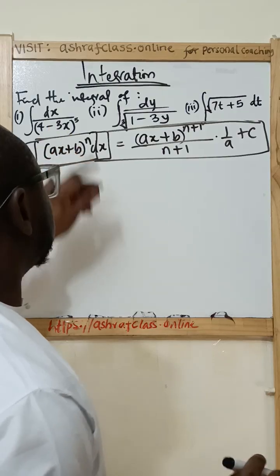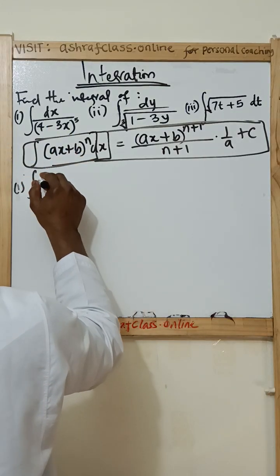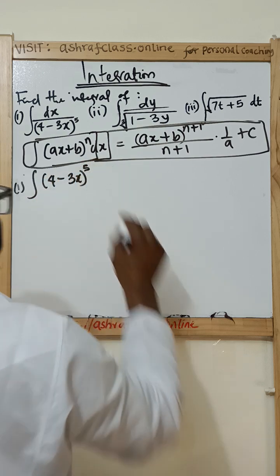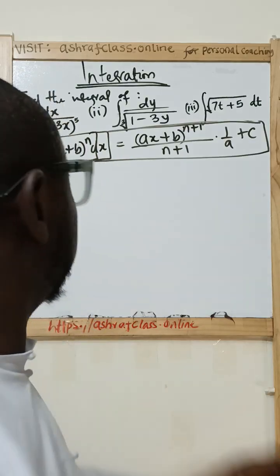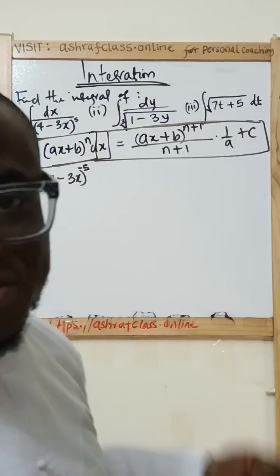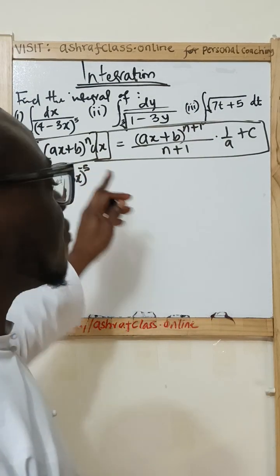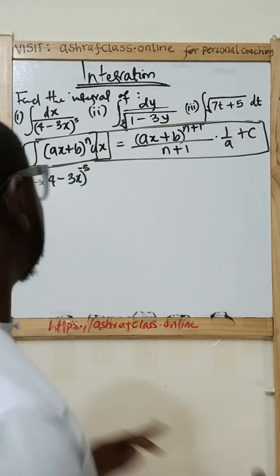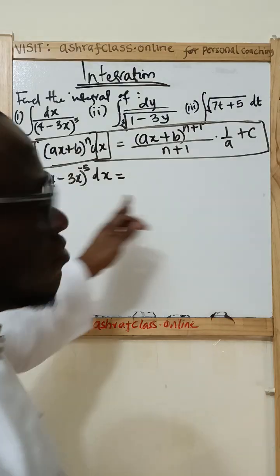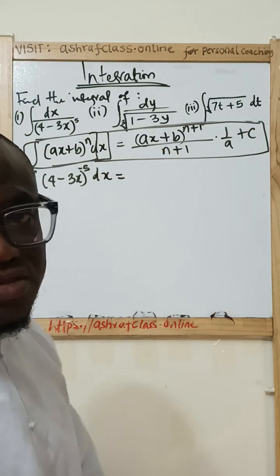So how do we express this? For this one, it's going to be (4 minus 3x) raised to power minus 5, because it is at the denominator. If it is to go to the numerator, it's going to be minus 5. And when it is like this, we can use this formula to find the solution.